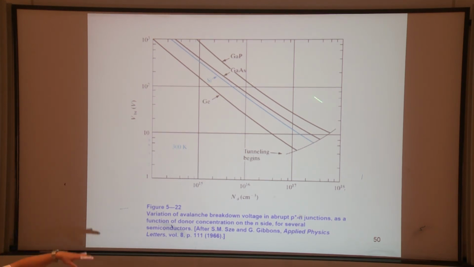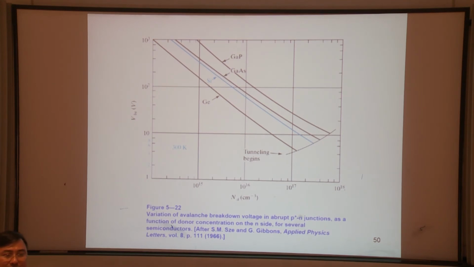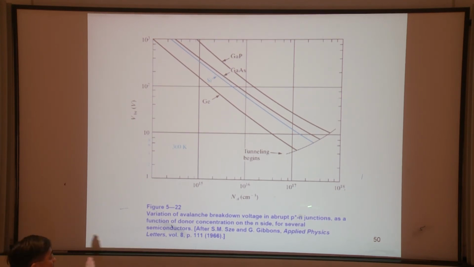So you will be able to see this breakdown voltage as a function of the band gap of materials. And also, when the doping concentration increases, you'll see the breakdown voltage reduces at a certain point. Now, Zener breakdown plays some role and dominates at high doping concentration ranges.